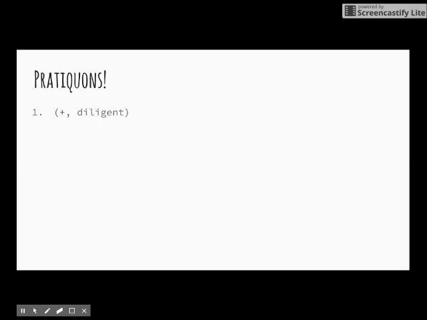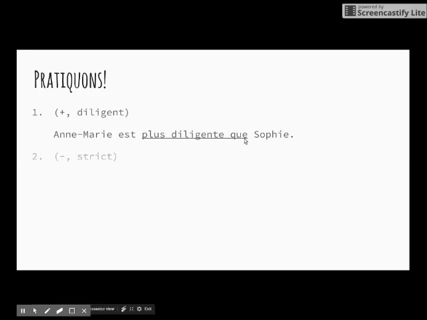Alors, so let's look at what these sentences are going to look like. So here we have this plus sign, so we know that we're going to use the comparative phrase plus, and then we need to make sure that that adjective diligent also agrees with the noun that it is modifying. So Anne-Marie is une fille, it's a girl. Anne-Marie est plus diligente que Sophie. So plus sign is plus. And diligente, we need to add that extra E because Anne-Marie est une fille. And she's a girl. We need to make it feminine singular. Que Sophie. Yeah, let's not forget our connecting word. Anne-Marie est plus diligente que Sophie.